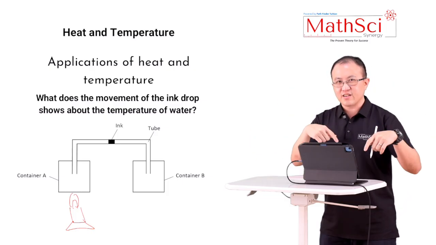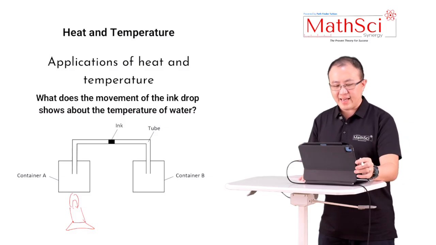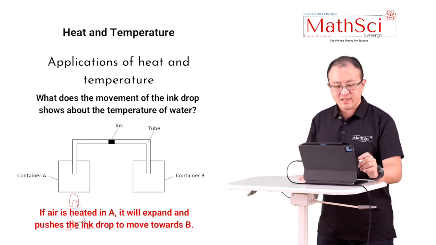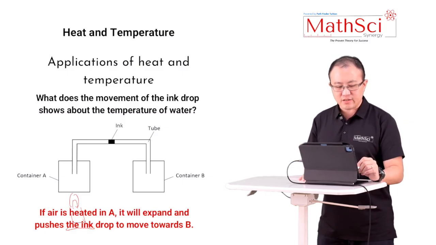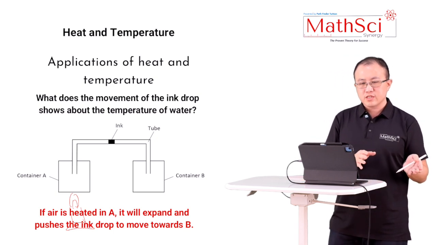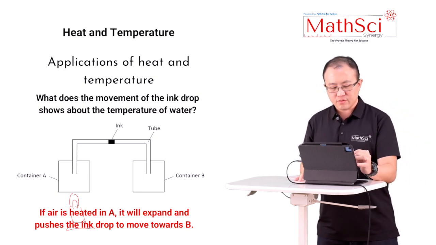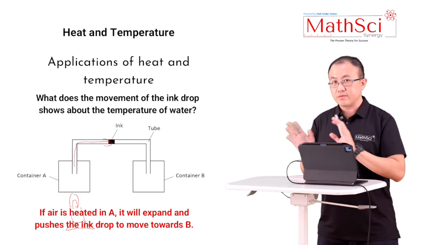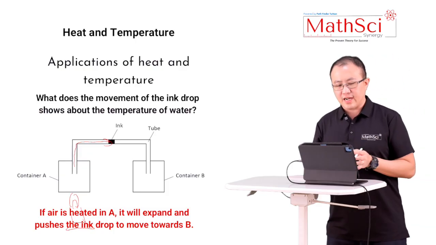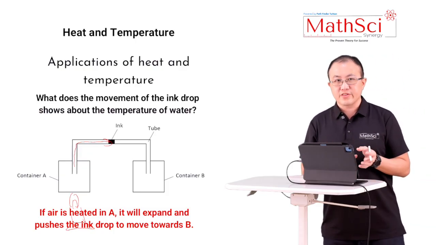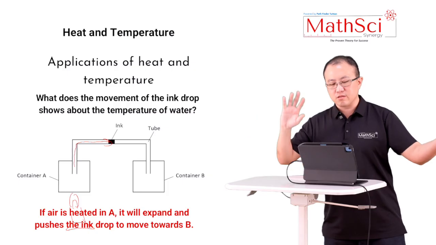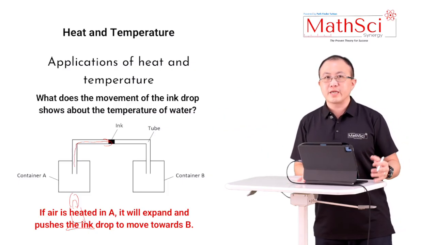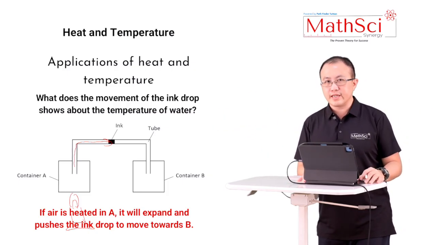The thing inside the container would have been air, right? So if I heat the air inside the container, that will push the ink droplet towards B. In this case, I'm not heating B, I'm heating A. So the air inside A will be hotter, and then it will start to expand. They need space to expand, so they will have to push the ink droplet that is along the way.